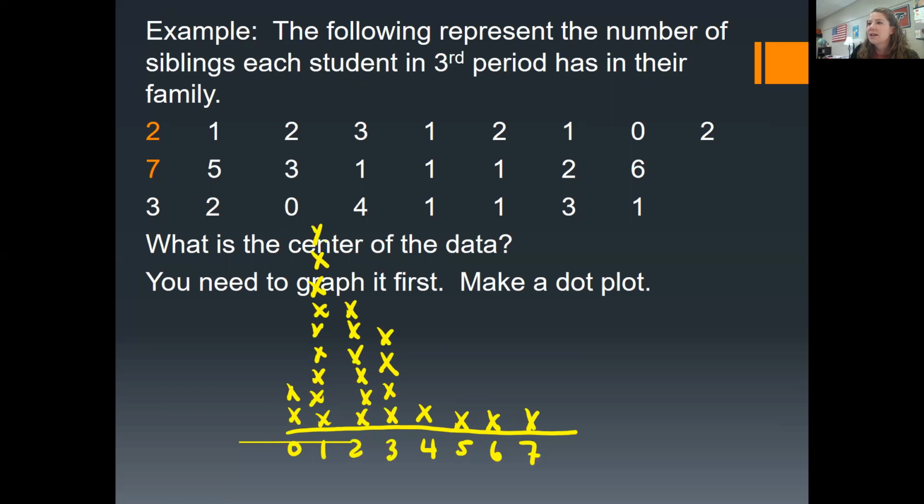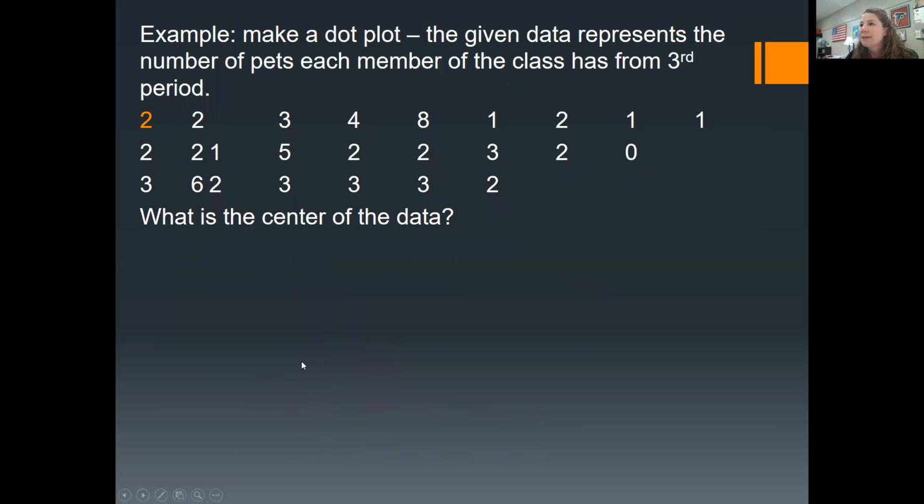All right, so we can tell this is obviously not symmetrical, so it skews to the right. So would we use the mean or the median? Well, since it's not symmetrical, we would talk about the center, we would talk about the median, right? Because this would skew to the right. So we would talk about the median. All right, what about this one?